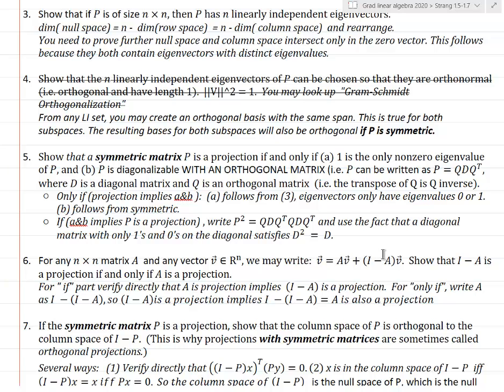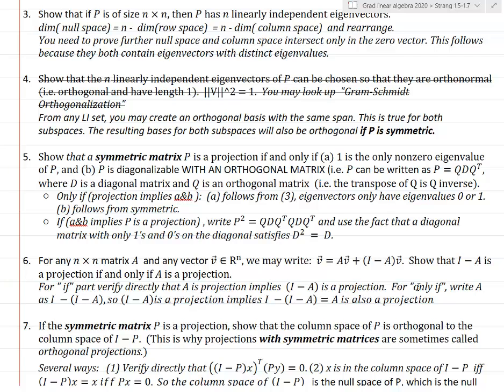All right. So first of all, I want to show that if A is a projection, in other words, A squared equals A, then I - A is a projection, so (I - A) squared equals I - A. Now you can just verify by writing down (I - A) squared and then using the fact that A squared equals A to prove that (I - A) squared equals I - A. Right? So that means that A is a projection implies I - A is a projection.